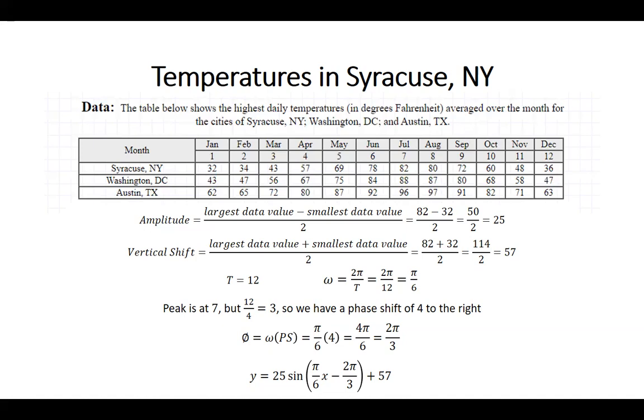So this can be a very useful tool because now I have this function that allows me to predict what the highest daily temperature average over a month is going to be for any given month. And that's the power of these regression equations, or in this case, fitting our data to a sinusoidal function.